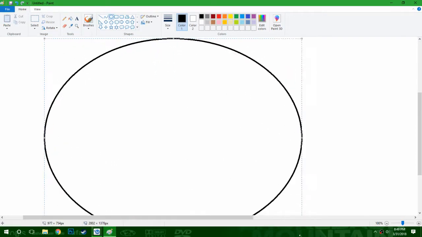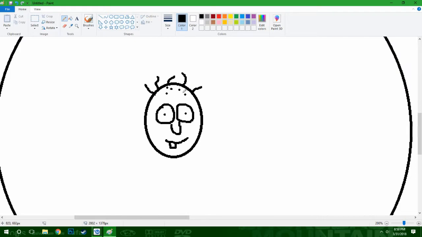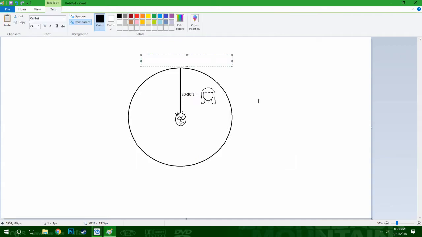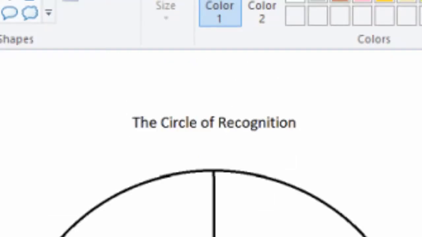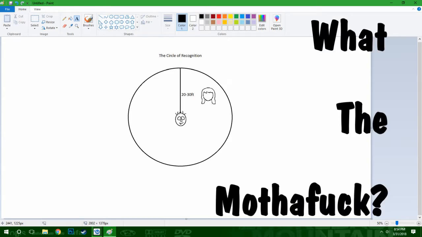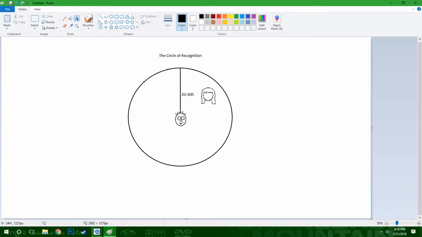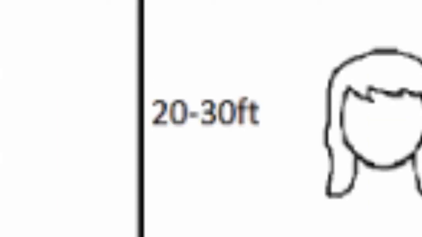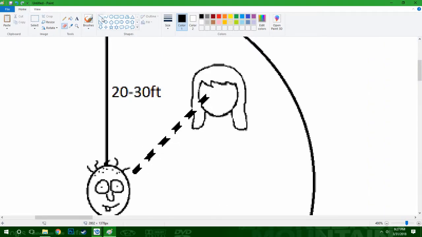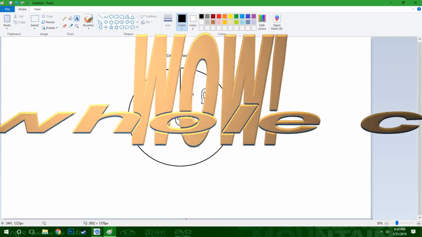Alright, so the first thing I want to get into with this little tutorial is something I like to call the circle of recognition. Yeah, the circle of recognition. Now, you guys might be wondering what the motherfuck is the circle of recognition. It's a circle with maybe about a 20, 30 foot radius, where the girl can be and actually recognize you and make one of three choices.